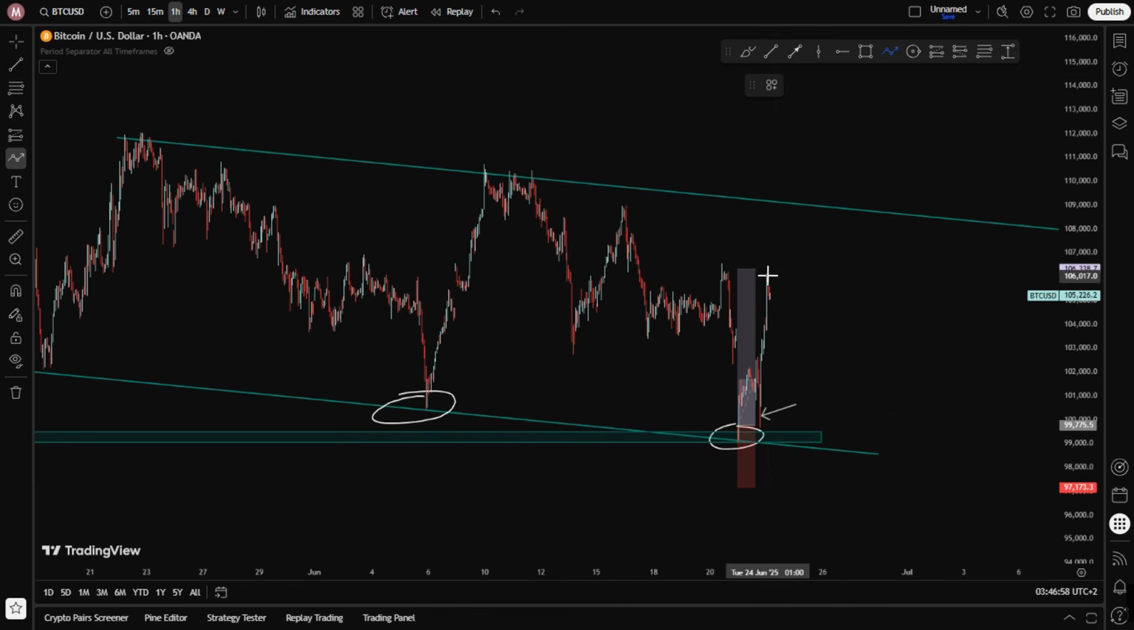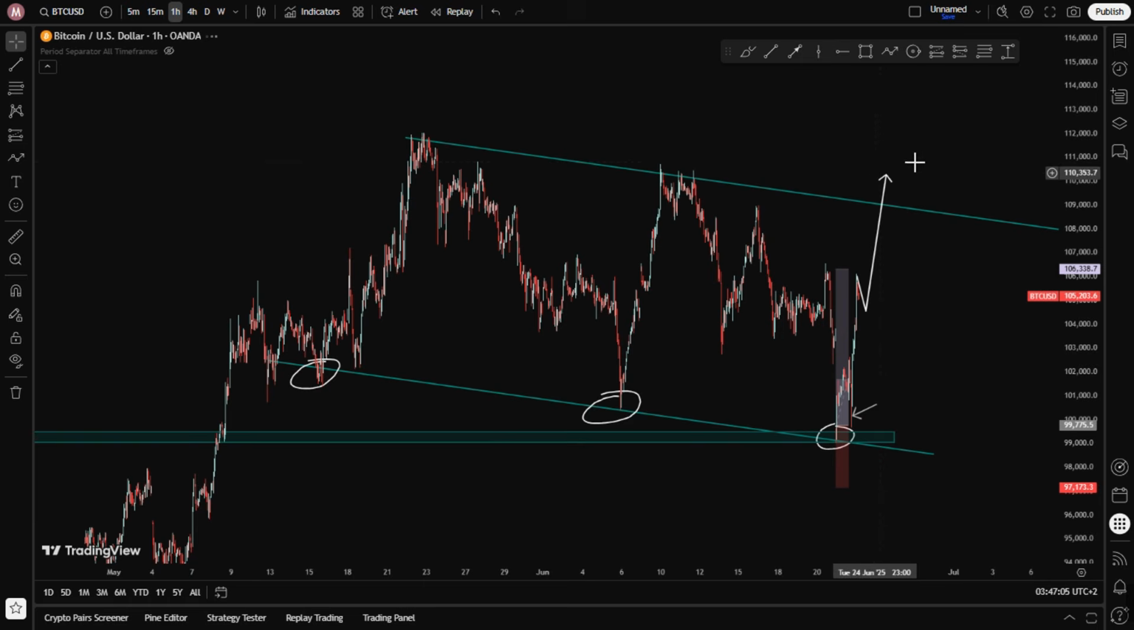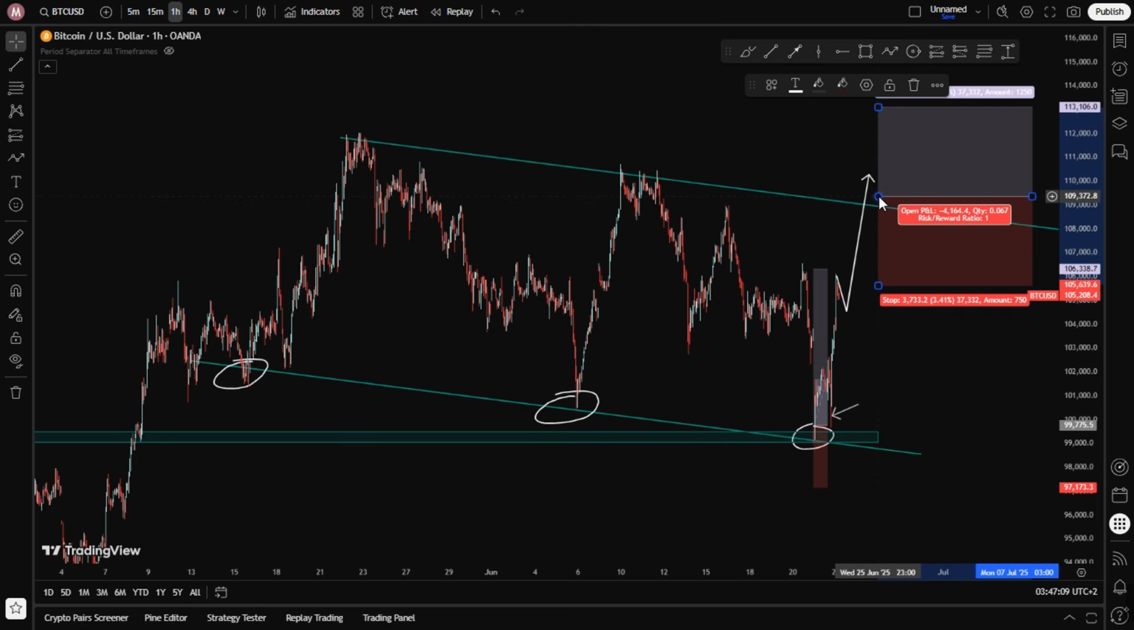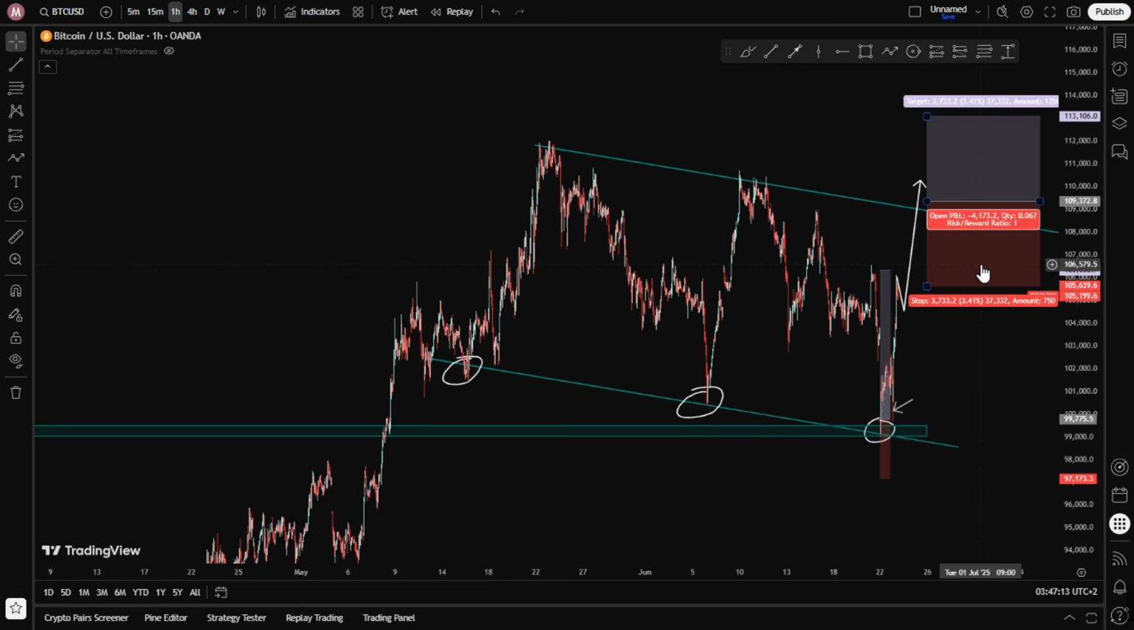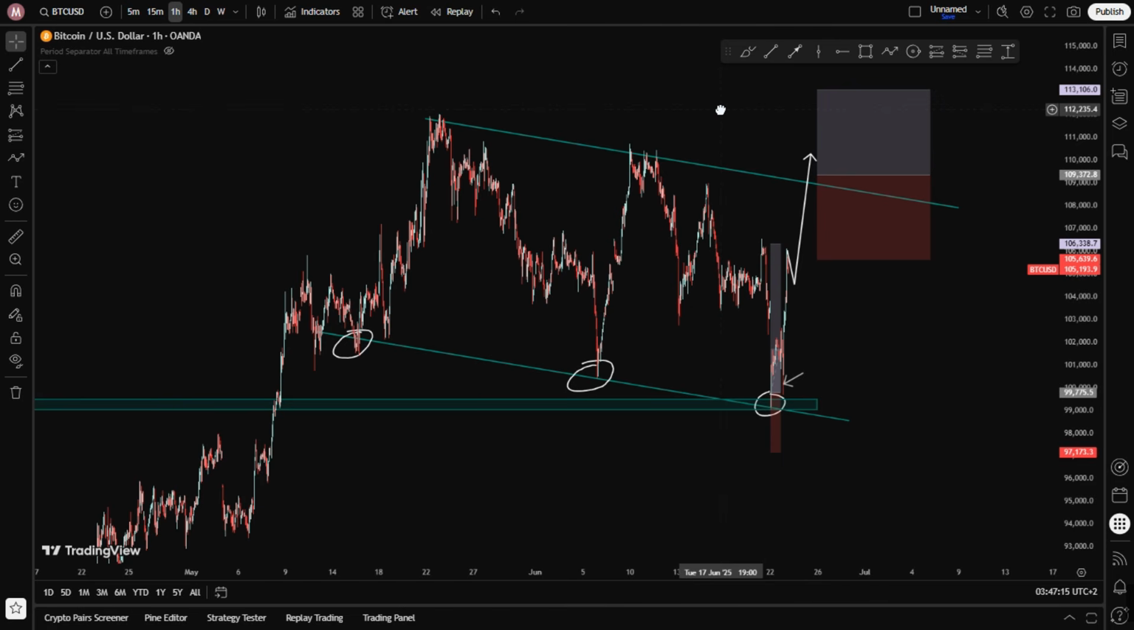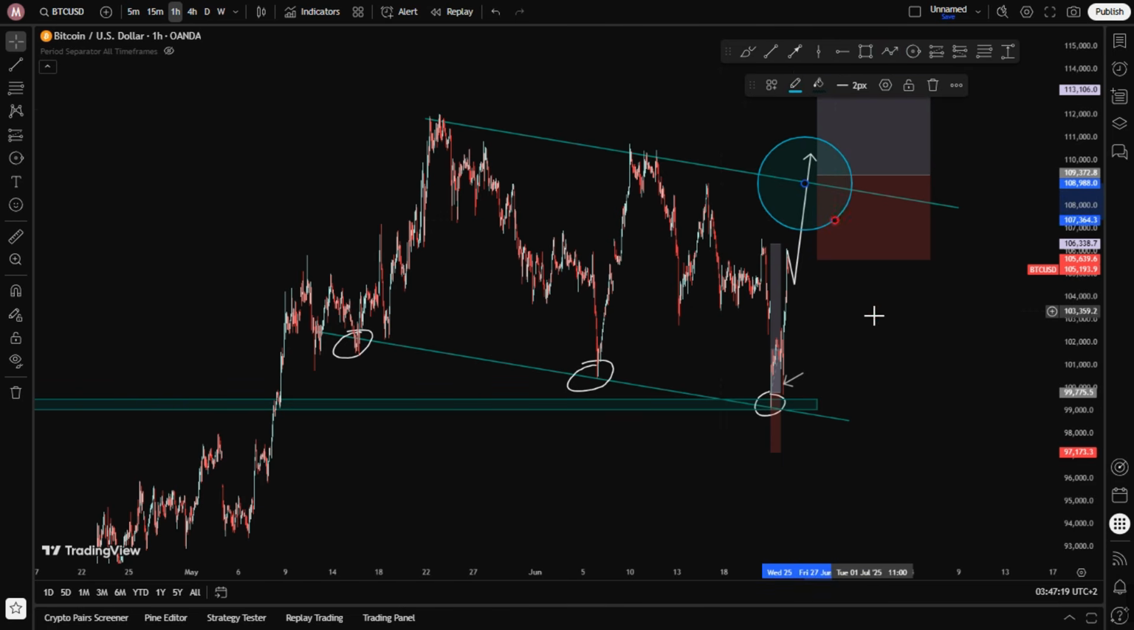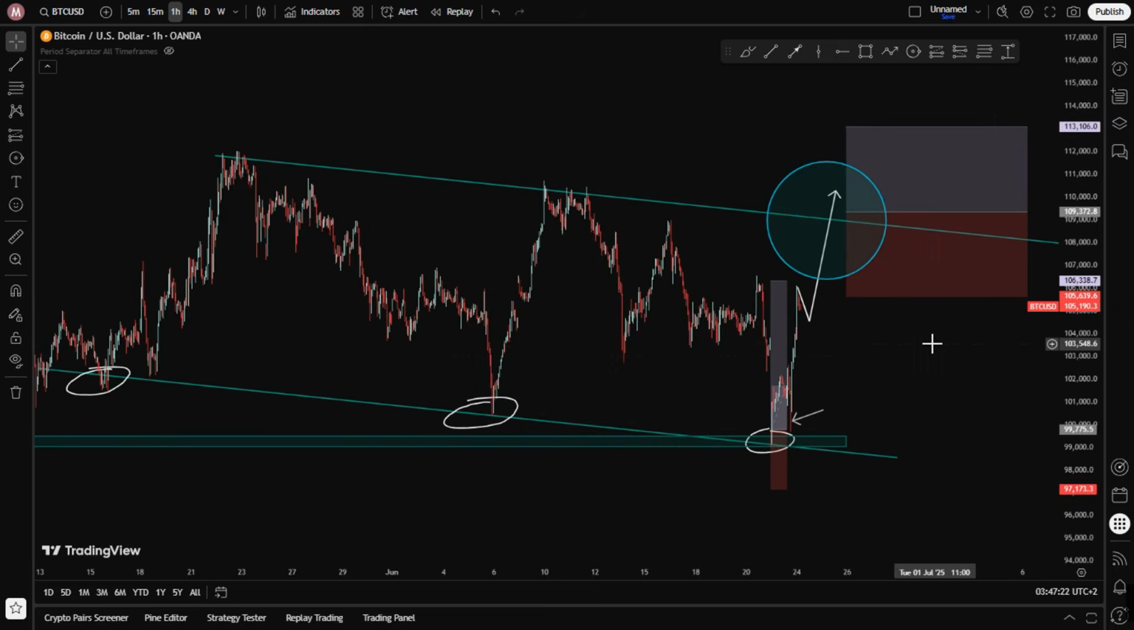If price continues as expected and breaks above structure, we'll look for our second entry up at the breakout. This would be our reduced risk entry, because by that point, we have more confirmation that the bulls are in control. But here's the key thing I always remind you. We don't control the market. We don't predict. We react to what price is showing us.